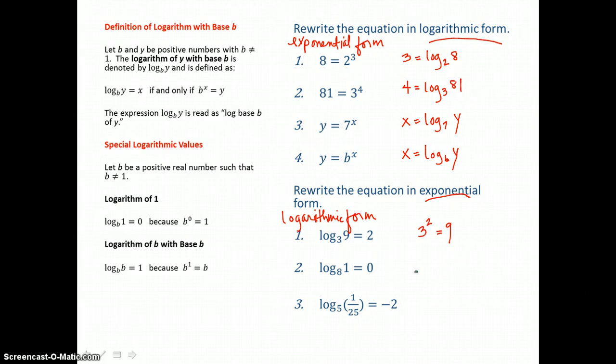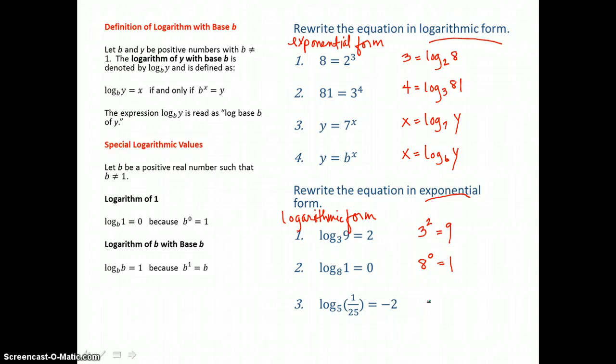Okay, problem 2, our base is 8. It's raised to the 0 power to equal 1. And we know that anything to the 0 power is equal to 1. So log base 8 of 1 is equal to 0 is the same as 8 to the 0 power equals 1. Now the third problem, log base 5 of 1/25 is equal to negative 2.